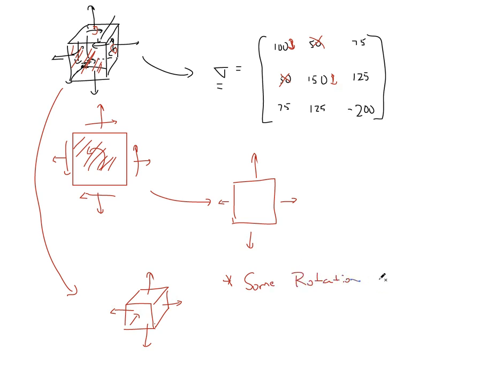Some rotation exists where the shear on each surface is equal to 0. So how do I solve for that? And if you don't remember vector calculus, this actually ends up being a relatively simple problem.